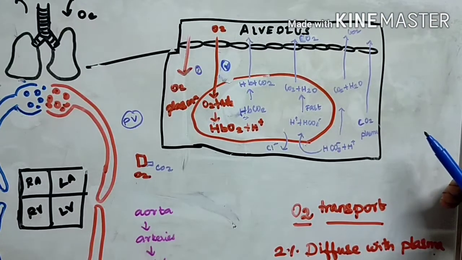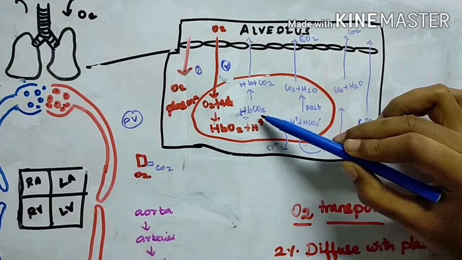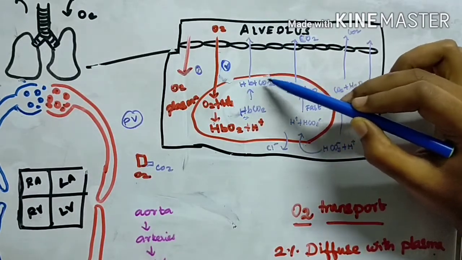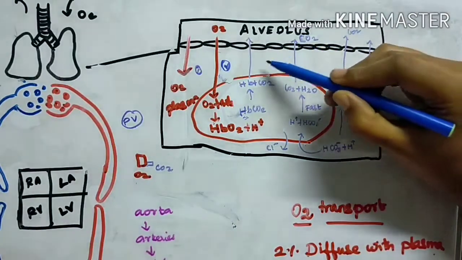The third way of carbon dioxide transport is that carbaminohemoglobin splits into hemoglobin and carbon dioxide. This carbon dioxide is transported to the alveolus. So this is the third method.